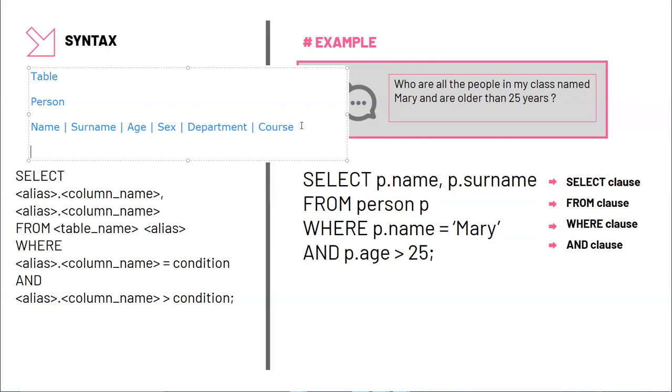I want all people whose name is Mary who are older than 25 years old. That's the way you ask this same question that would help you to write this type of query faster. Who are the people in my class named Mary and are older than 25 years old? So who are the people? This is a column. This is a column. This is a column.